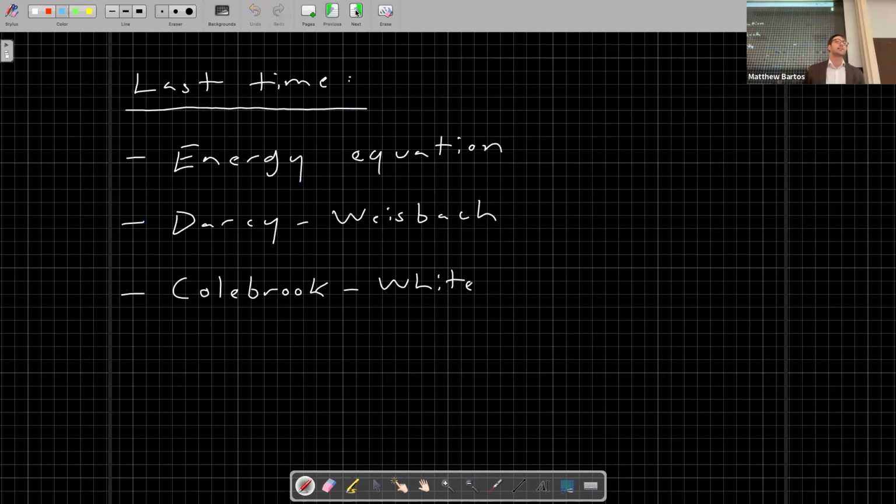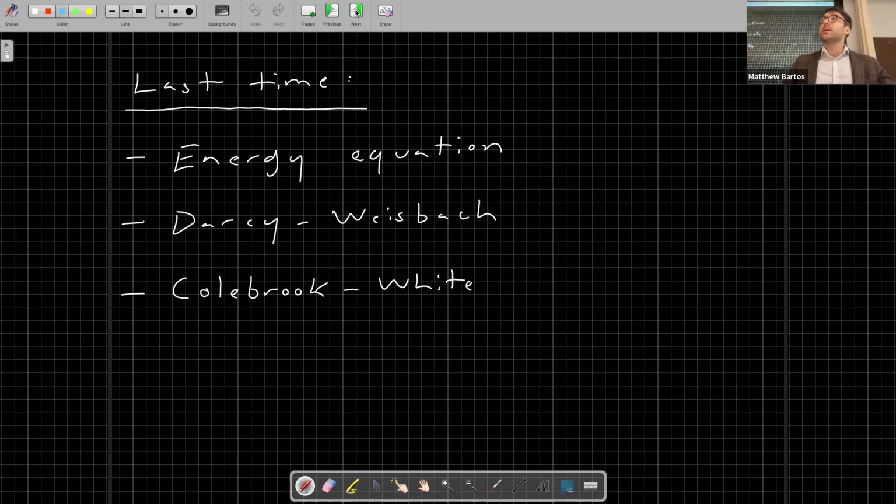So last time we talked about the energy equation, possibly the most important equation for this class, the equation that we're going to be using the most. We showed how we could derive the energy equation from the momentum equation by assuming steady state conditions and then integrating from some upstream point to some downstream point. So the energy equation is essentially just an integrated form of the momentum equation.